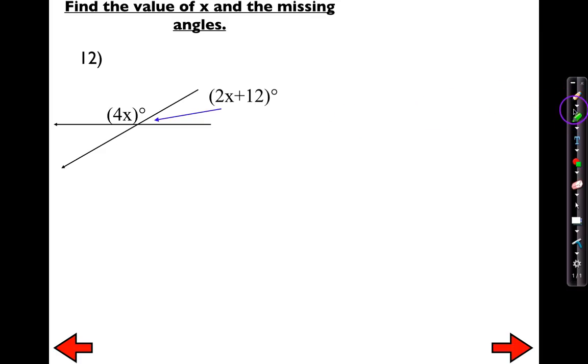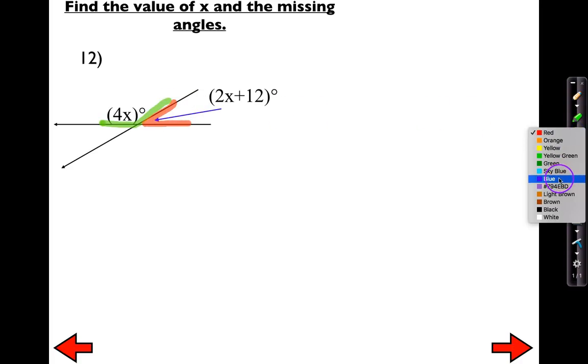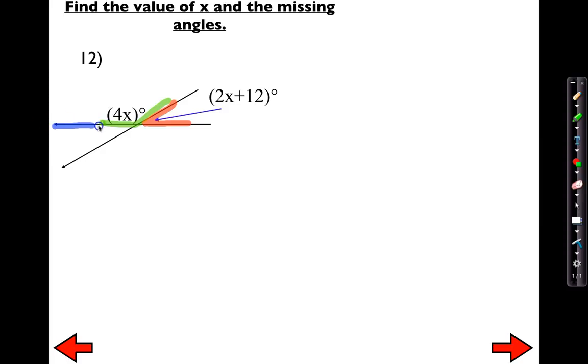So first things first, we need to understand what type of relationship these two angles have. I would definitely call these two angles supplementary. Why? Because they add up to 180 degrees. If you look very closely, they do add up to form a very straight line. So definitely want to say that they're supplementary. So I know that they add up to 180, so I'm going to set it up as 4x plus 2x plus 12.